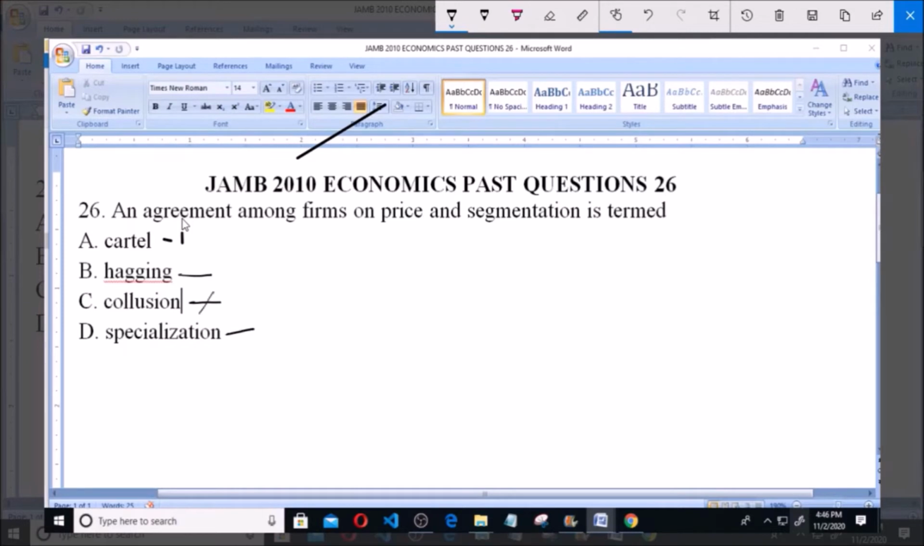It's not collusion, it's not specialization, it's not hanging, it is cartel, which is option A. Because a cartel is an association of manufacturers or suppliers with the purpose of maintaining prices at a high level and restricting competition. So on this basis, option A is the correct answer.